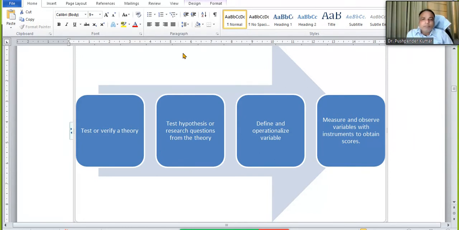A possible outcome would be between two variables. This is the relationship. Or research questions from a theory. So there is a theory, a conceptual understanding of a particular phenomenon. From there, you will derive a theory and different kinds of questions.